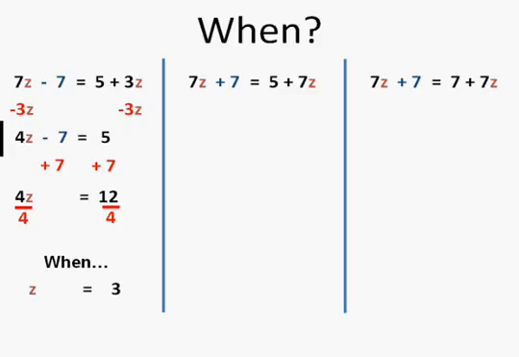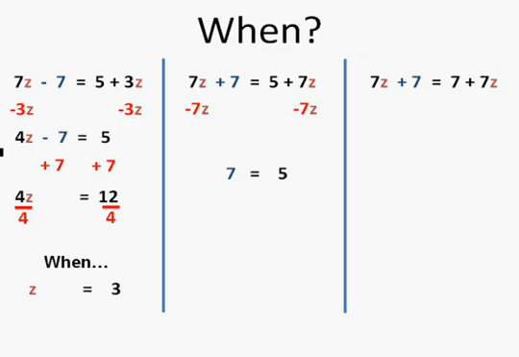Consider this equation. Once again, what are we going to do? We're going to try and get it so we only have one letter. So we'll subtract the smaller one. Well, they're both the same, so we'll subtract 7z from both sides. But now look what happens. Now what am I going to do? All the letters went away.